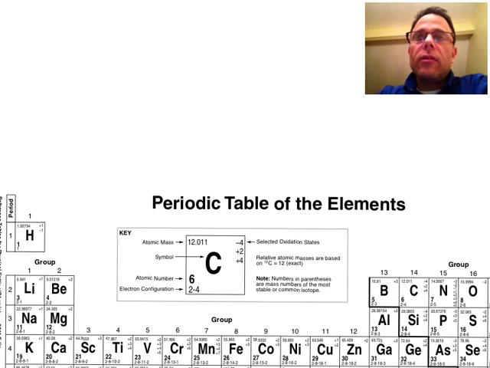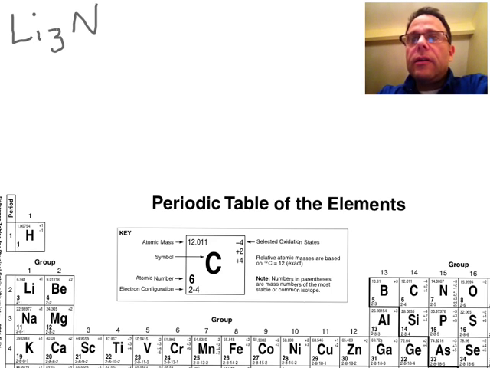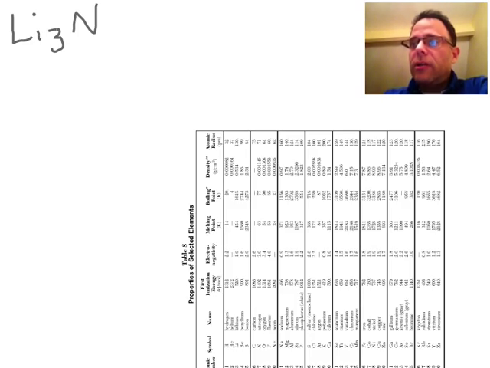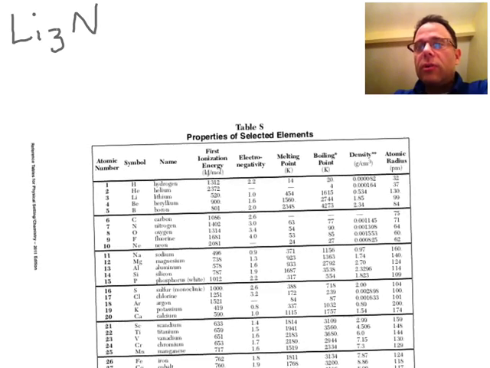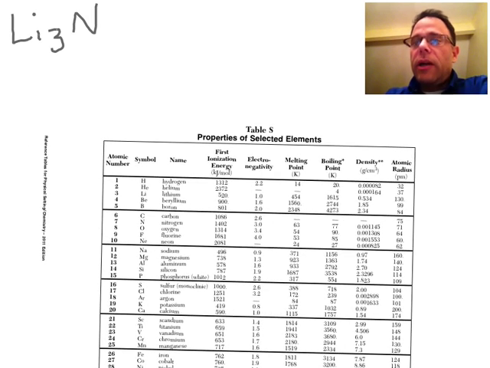Okay, so let's try this out. Let me compose some simple formulas for you. So Li perhaps, Li3N. Okay, so what are these? Well, we do have a resource that will help us out, and that would be our Table S. Table S helps us know the names. Here we have lithium. And N is nitrogen.